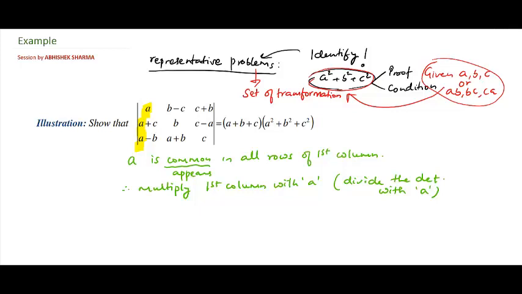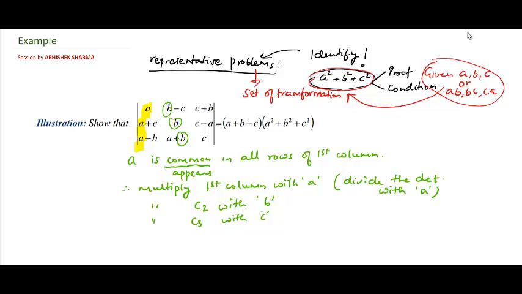And then again I find B is common in the second column in all the rows. So we again multiply column 2 with B and will obviously divide the determinant with B also. And by the same argument we multiply the third column with C. So we multiply the first column with A, the second column with B, the third column with C, and outside the determinant we divide with ABC.